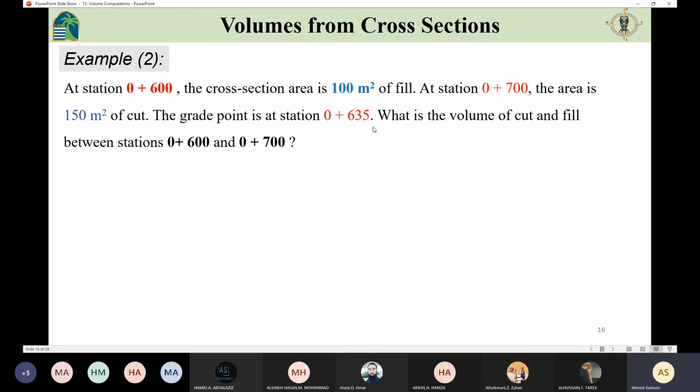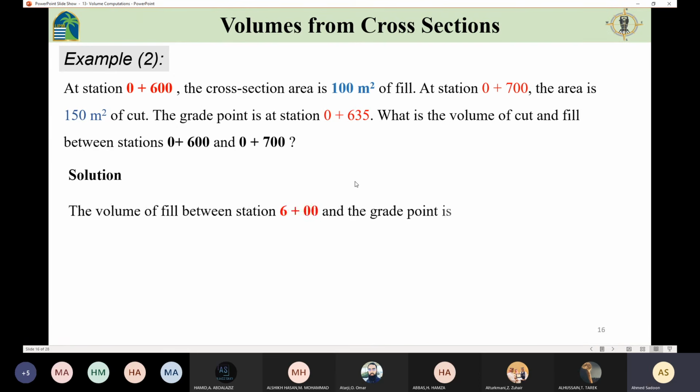Then I'm going to start from this station to that station, but the area here, where it started, is going to be 0. So first, I'm going to determine the volume of the fill between this station and the grade point. The volume of fill is going to be the distance between them, this one minus that one, which is 35 meters, times the area in the beginning, which is 100, plus the area at the grade point, which is 0, over 2. And that is going to give us the volume for fill.